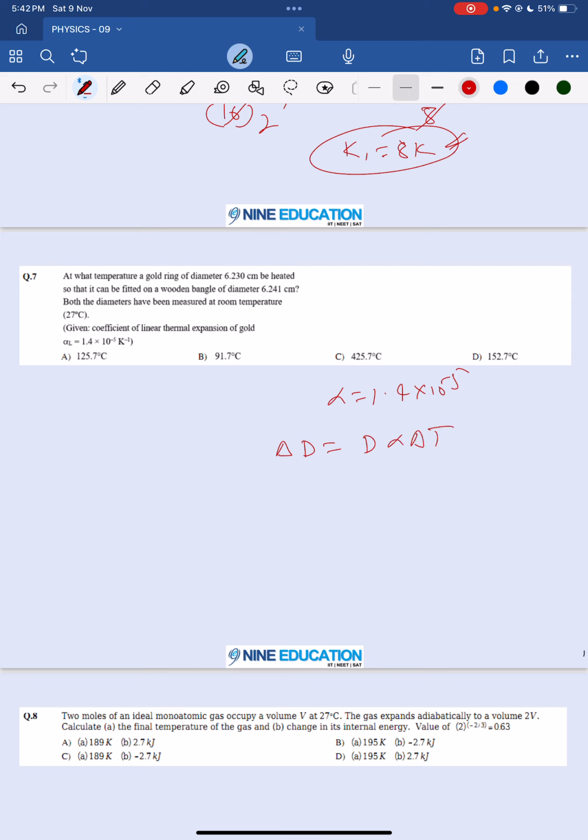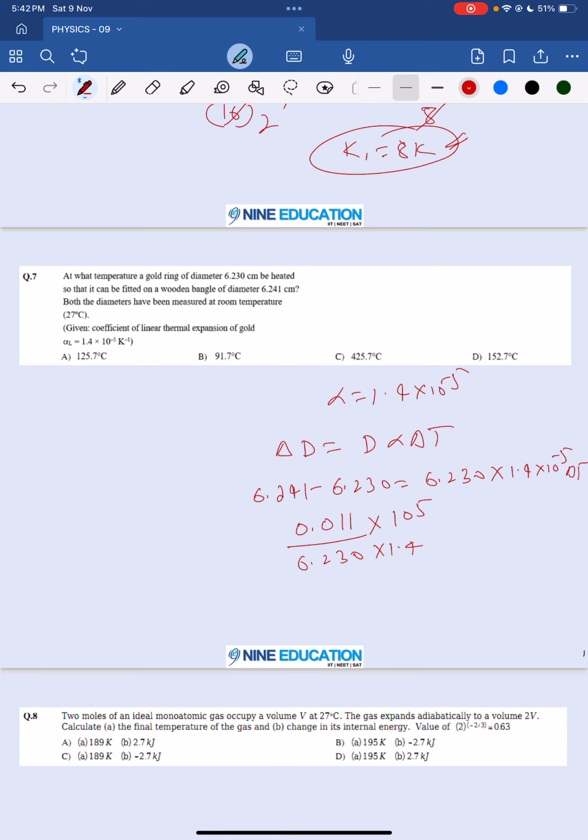Very good, sir. Now what we have to do, sir, delta d, we know basically delta d because this is our change in diameter. So 6.241 minus 6.230 equals to 6.230. Alpha is 1.4 into 10 to the power minus 5 delta t, correct? So here we are able to see that this will be 6.241 minus 6.230, which is our 0.011 divided by 6.230 into 1.4 into 10 to the power minus 5, correct?